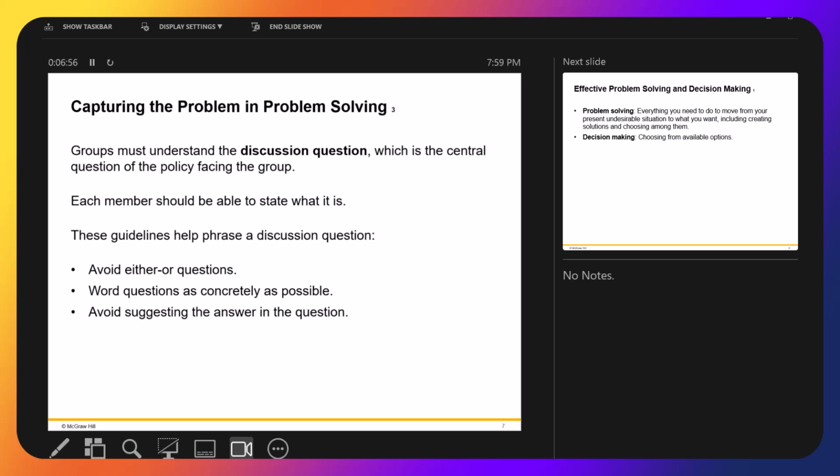Questions should be as concrete as possible. Bottom line is this: whatever it is you say, everybody should understand it because it's concrete. It's not something that we all have to read into. And definitely avoid suggesting the answer in a question. Realistically, what good does that do? Because you've already given somebody the answer to the issue at hand.